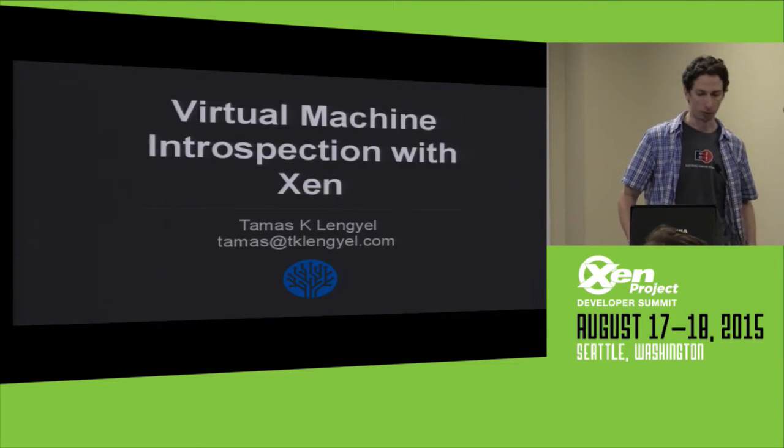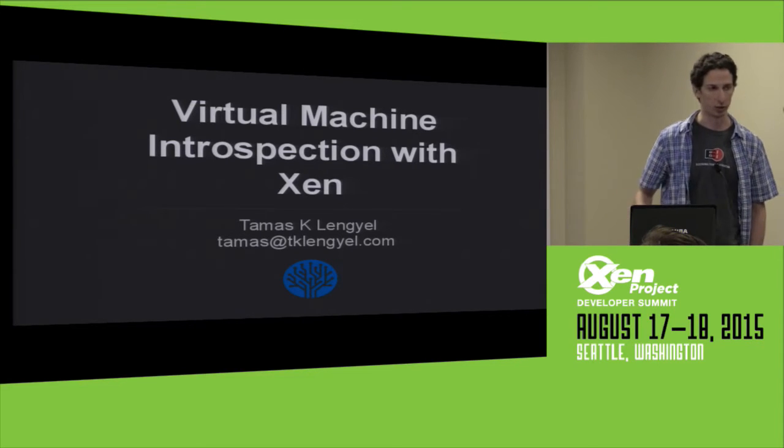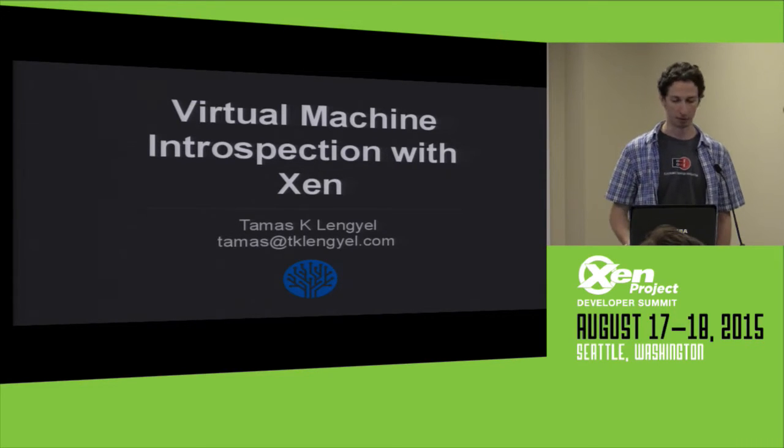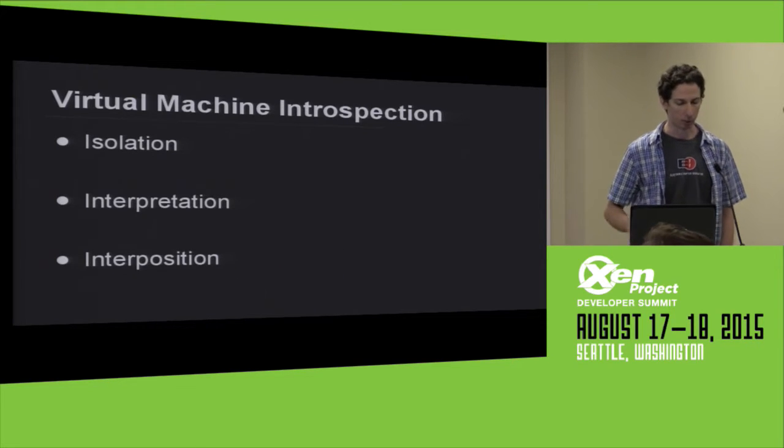There's going to be another talk after mine that will touch upon a lot of the other use cases for what you can use this system for. But let's do a deep dive into what this is about. There are really three main components for VMI: isolation, interpretation, and interposition. And these are the things I will be talking about in depth.